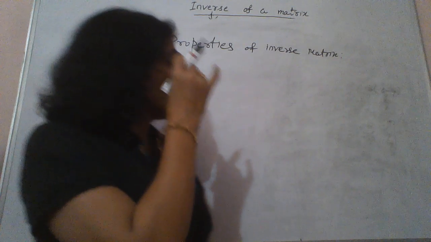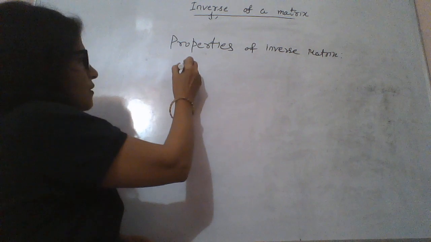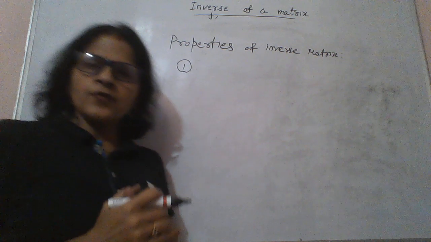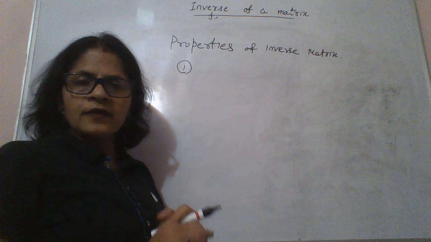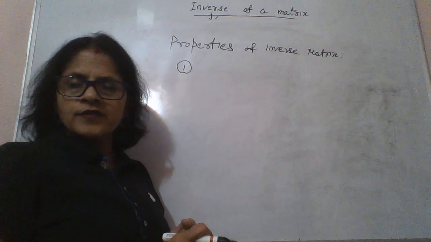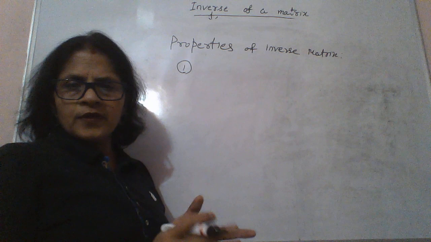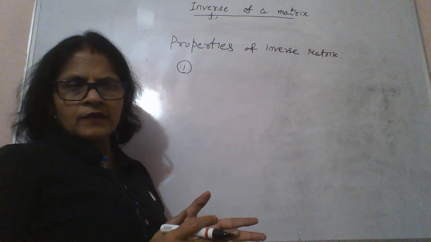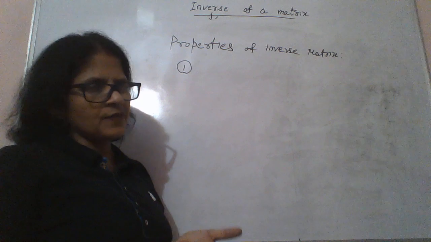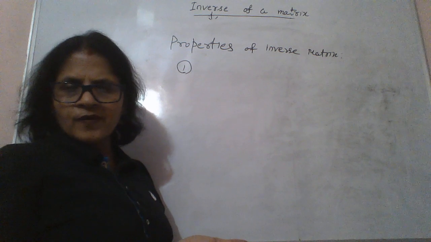So, properties of the inverse of a matrix. First property. Just to remind you of the properties we have done in the transpose of a matrix, we have also done one property which is very common. We can call it the reversal property.